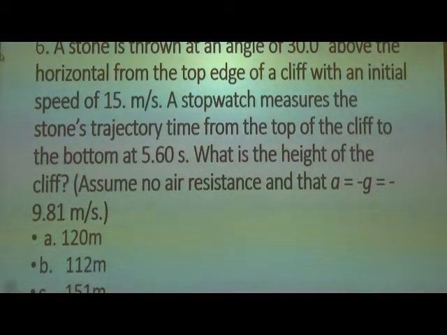And they said there's no air resistance, and you know the acceleration due to gravity is negative 9.81 meters per second squared. So right now I would like you to see if you can solve this. Those are the answer choices. I'll give you a moment.